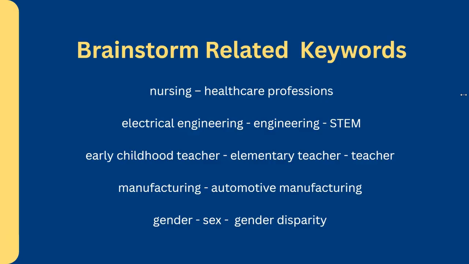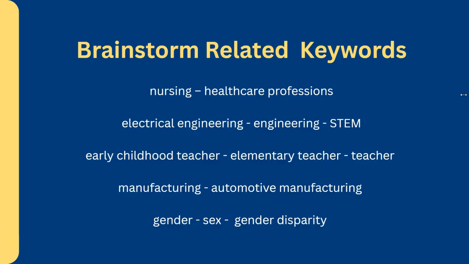The same goes for engineering topics. Let's say you're interested in electrical engineering. You might not find articles specific to electrical engineering, but if you try the keywords engineering or STEM, you might find some relevant articles. And there's some examples for childhood education, manufacturing. So if you were interested in automotive manufacturing and you try that keyword and you're not coming up with anything, another keyword that you'd want to try would be manufacturing. You might find some relevant articles. And the same goes for that last concept too. If you're interested in gender issues, sex issues might be another keyword you want to use, or gender disparity.